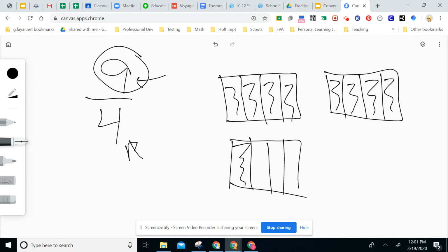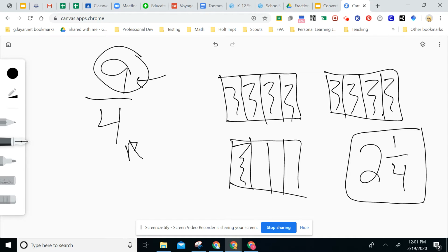So what does this look like as a mixed number? I have 2 whole items. There's 1 item there and 1 item there. So I have 2 whole items and 1 out of 4 of another. So 2 and 1/4. Okay. Easy, right?